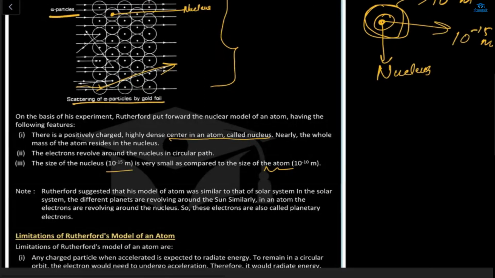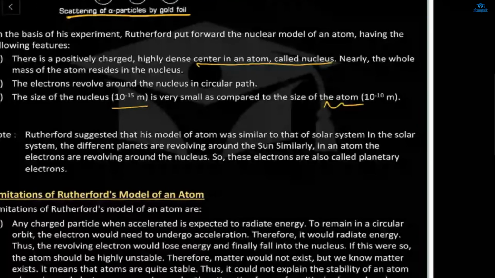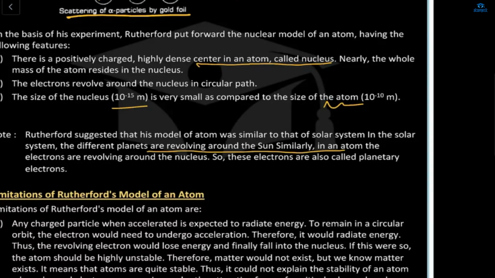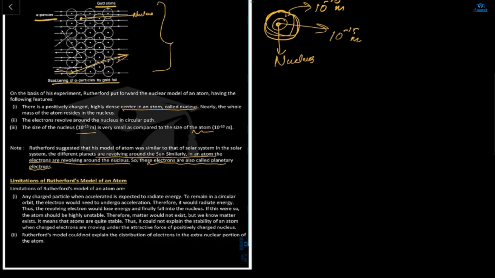Correct. So what he did actually, Rutherford suggested that this model of an atom was similar to that of a solar system, with the different planets revolving around the sun. Similarly, in an atom, the electrons are revolving around the nucleus. So these electrons are called planetary electrons. In the solar system, all the eight planets are revolving around the sun, right? And in an atom, the electrons are revolving around the nucleus. So this is similar to the solar system.